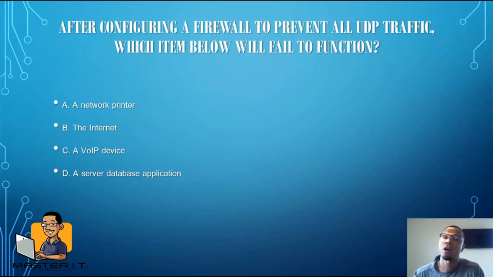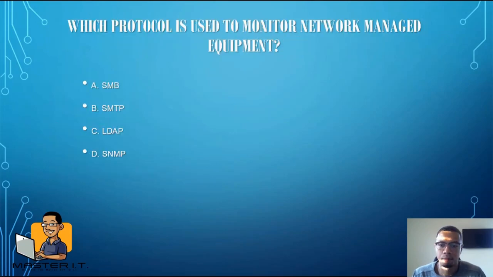After configuring a firewall to prevent all UDP traffic, which item below will fail to function? Easy, perfect. A VoIP device. Easy, easy, easy.